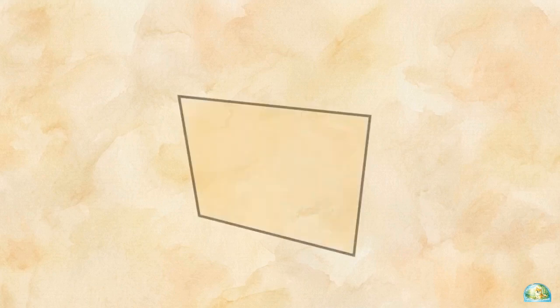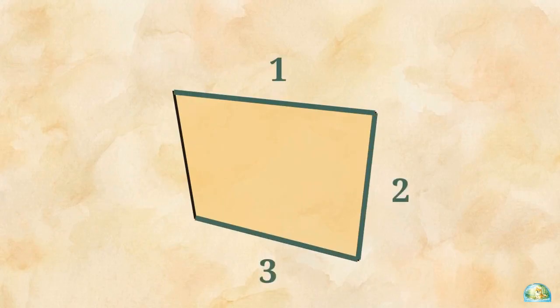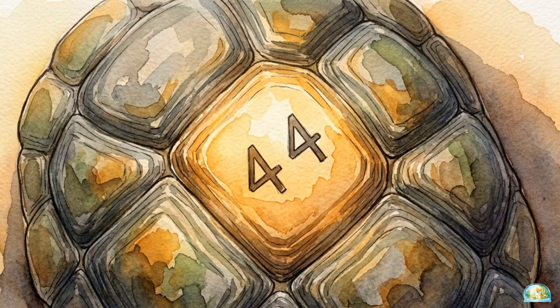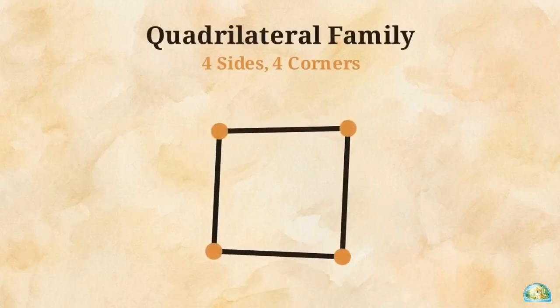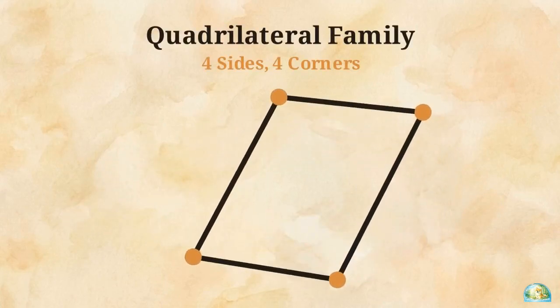Let's isolate a single patch on Juniper's shell. First, we count the straight edges. 1, 2, 3, 4 straight sides. Next, we count the points where those sides meet. 1, 2, 3, 4 corners. That is the complete test. If a closed shape has exactly 4 straight sides and 4 corners, it belongs to the quadrilateral family, regardless of how wide or slanted it might appear.